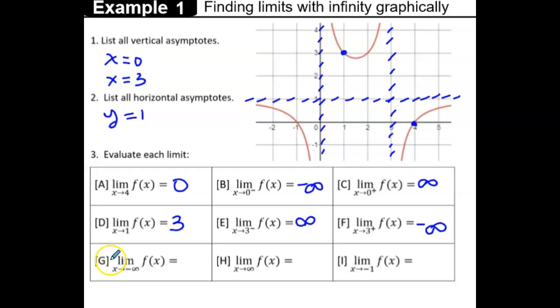In G, the limit as x approaches negative infinity. So we're headed towards the left side, towards negative infinity, and we're looking at the end behavior of this curve, and we see it's coming up, but it's not going up to positive infinity because it can't cross this horizontal asymptote. So it's getting closer and closer to y equals 1. That limit does exist, so the limit is 1.